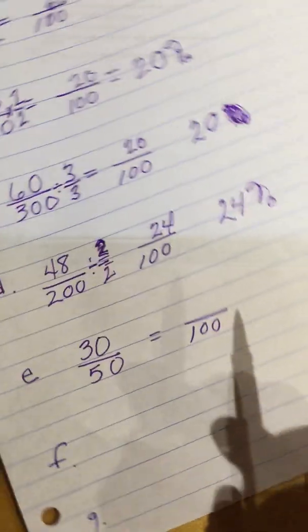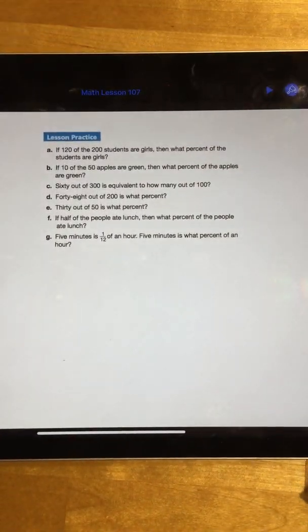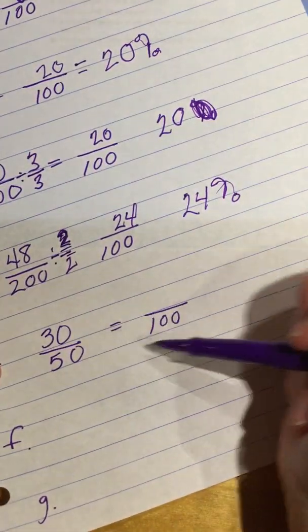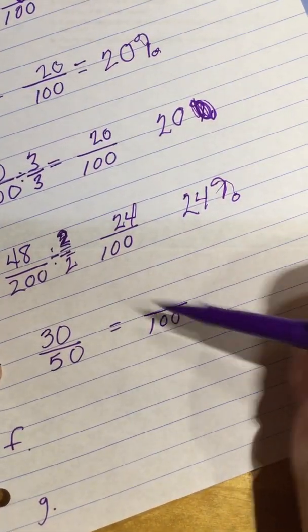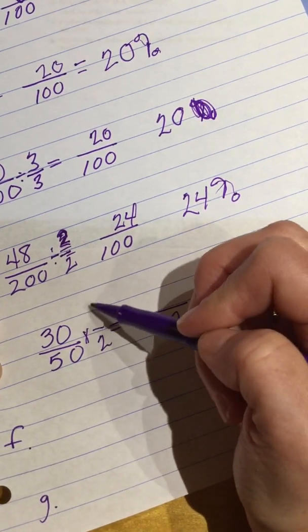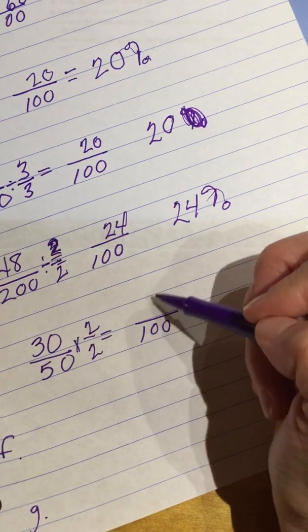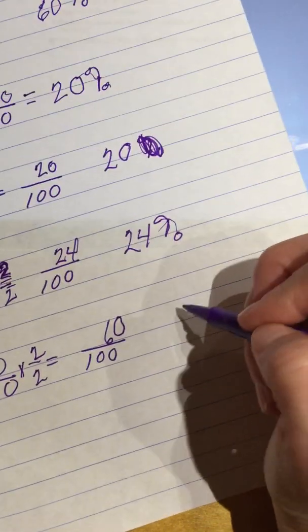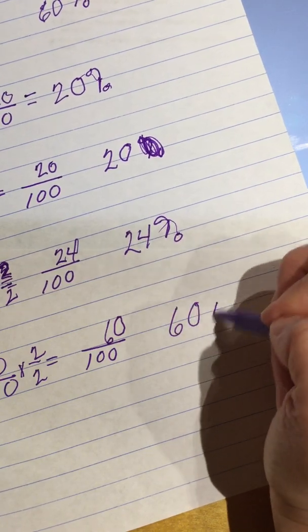All right, now my next problem, E says 30 out of 50 is what percent? Now I think these are kind of fun to figure out. So 30 out of 50, I'm going from a smaller number to a larger number, so I'm going to multiply. I know that 50 times 2 is 100, so here we go. 30 times 2 is 60. So 60% is my answer for that one.